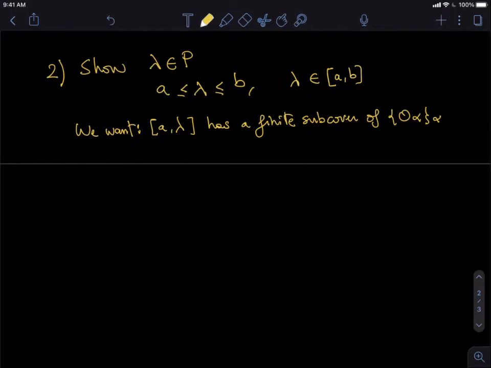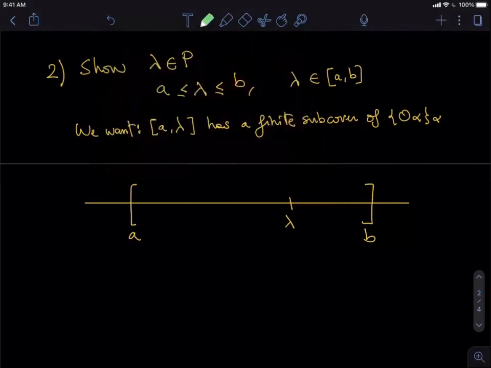Well, here a picture will help. So let's say we have our A, B here. Okay. And let's say we have our lambda somewhere. Let's place it there. Okay. What we are going to point out here is that there has to be some interval around lambda, right?